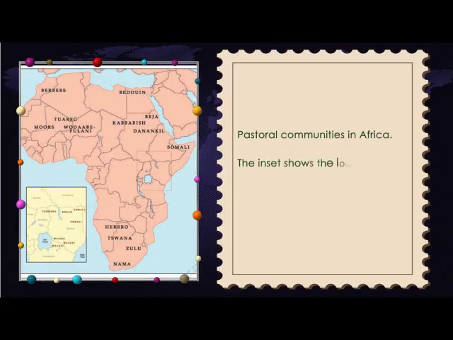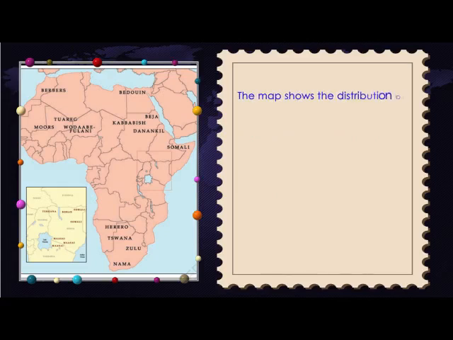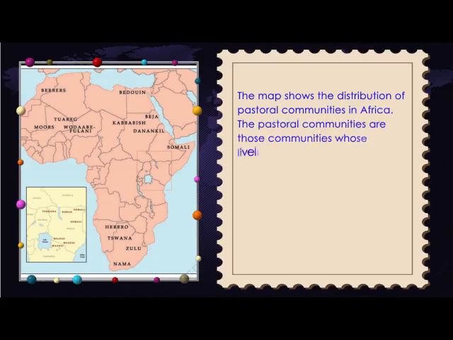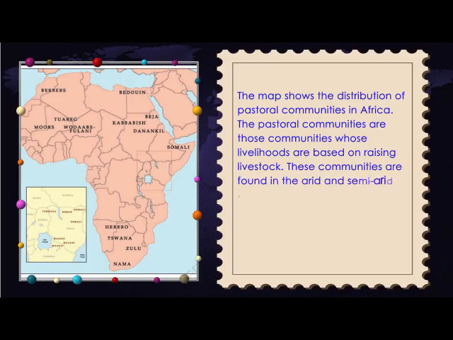Pastoral communities in Africa. The inset shows the location of the Maasai in Kenya and Tanzania. The map shows the distribution of pastoral communities in Africa. The pastoral communities are those communities whose livelihoods are based on raising livestock. These communities are found in the arid and semi-arid regions of Africa, where agriculture is difficult due to limited rainfall.